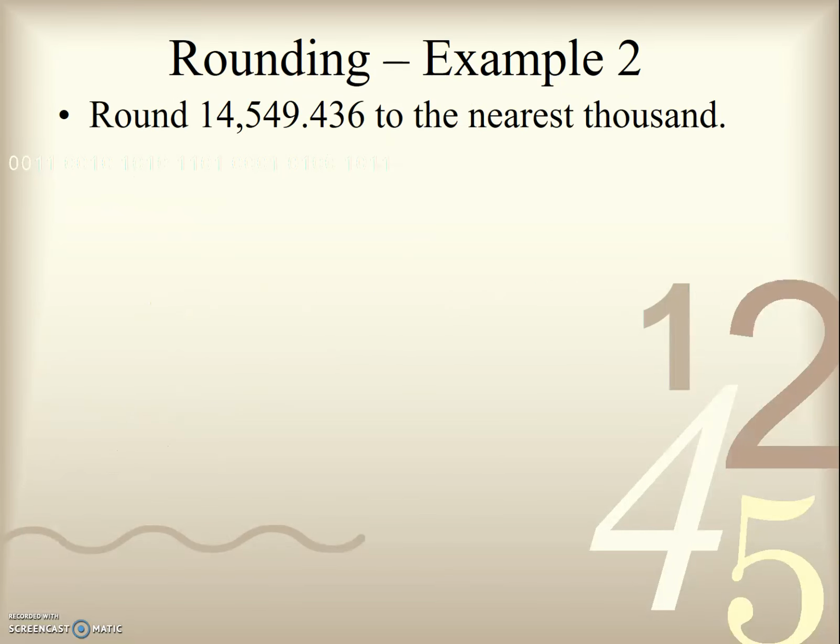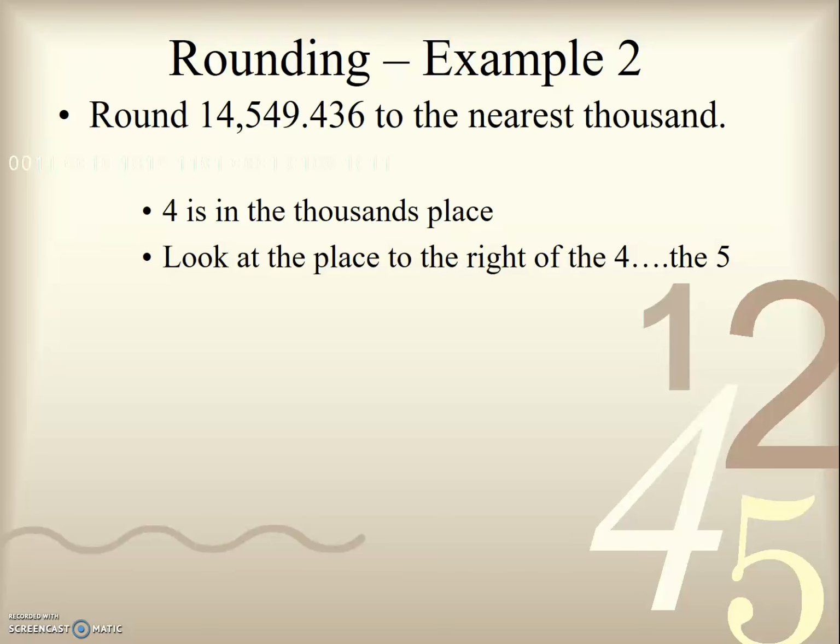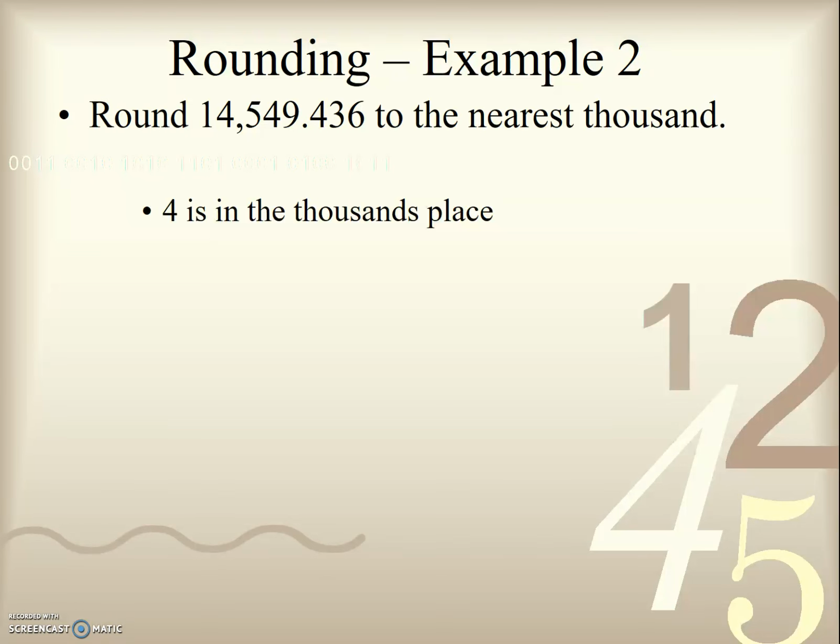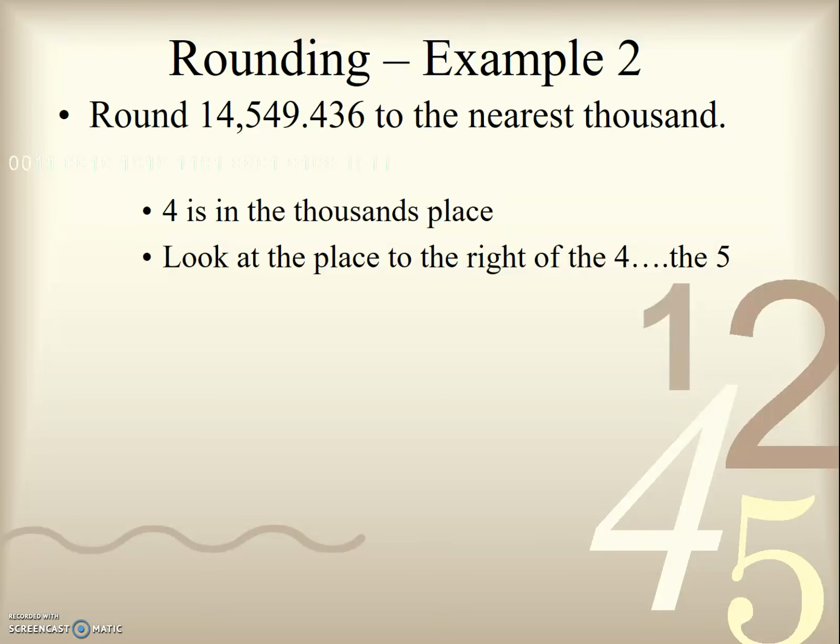Okay, let's do another example. Now we're going to round to the nearest thousandth. Well, first of all, let's take a look and see what digit is in our rounding position. All right, so step 1. Okay, so 4 is in the thousands place, sorry. And we're going to look at the number to the right of the 4. So that's the 5. Okay, so we're looking at this guy to the right of our rounding position.